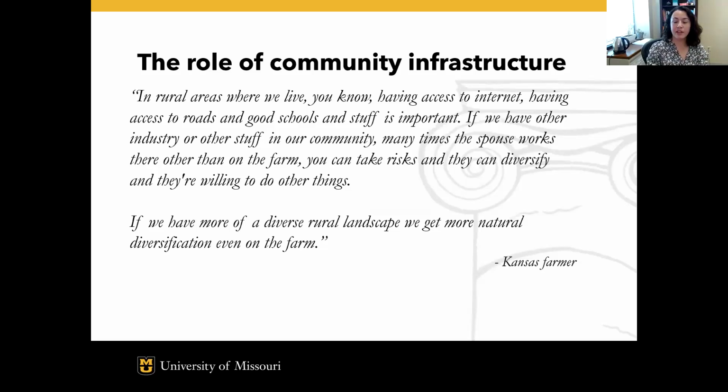And so this area, thinking about this inertia and this idea of infrastructure, is the direction I'm moving in now, really thinking about something that a Kansas farmer told me. If we think about something outside of diversity of just the farm or even the agriculture aspects of the landscape, we need to be thinking about having a more diverse rural landscape overall that has good schools and industry and other sources of economic activity in the community. Because if you have those things, you'll have an opportunity to have some economic resilience and you are able to take risks and diversify into other things. So we need to start thinking about having a more diverse rural landscape overall in order to get diversification on farm.